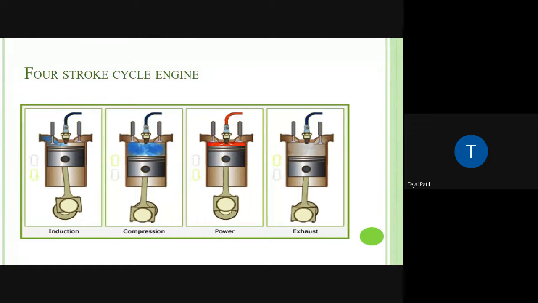Yes, ma'am. Okay. So this is the classification of the IC engine. Now in the next class we will see the two-stroke engine, okay. So I think we should stop here for today.